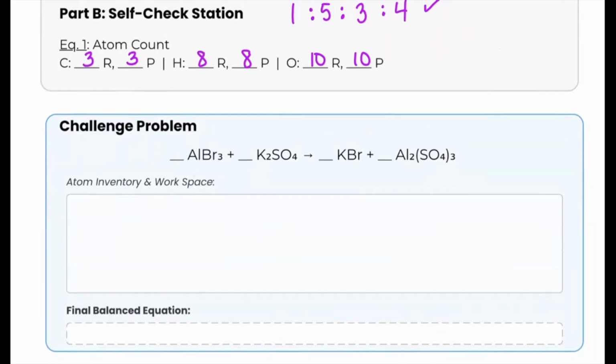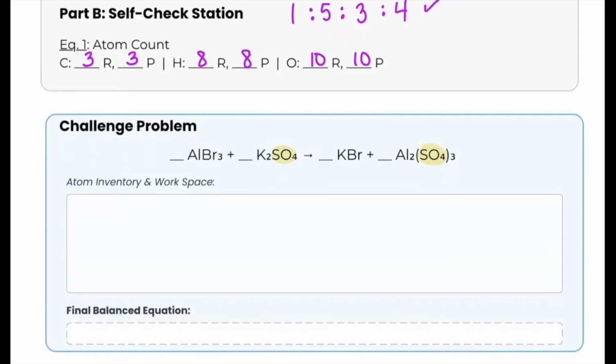The key idea with this problem is that if you see a polyatomic ion, keep it together. Do not try and break apart the atoms. If you recall from one of my previous lessons, polyatomic just means many atoms bonded together. And when they appear unchanged on both sides, treating them as a single unit saves you both time and stress.